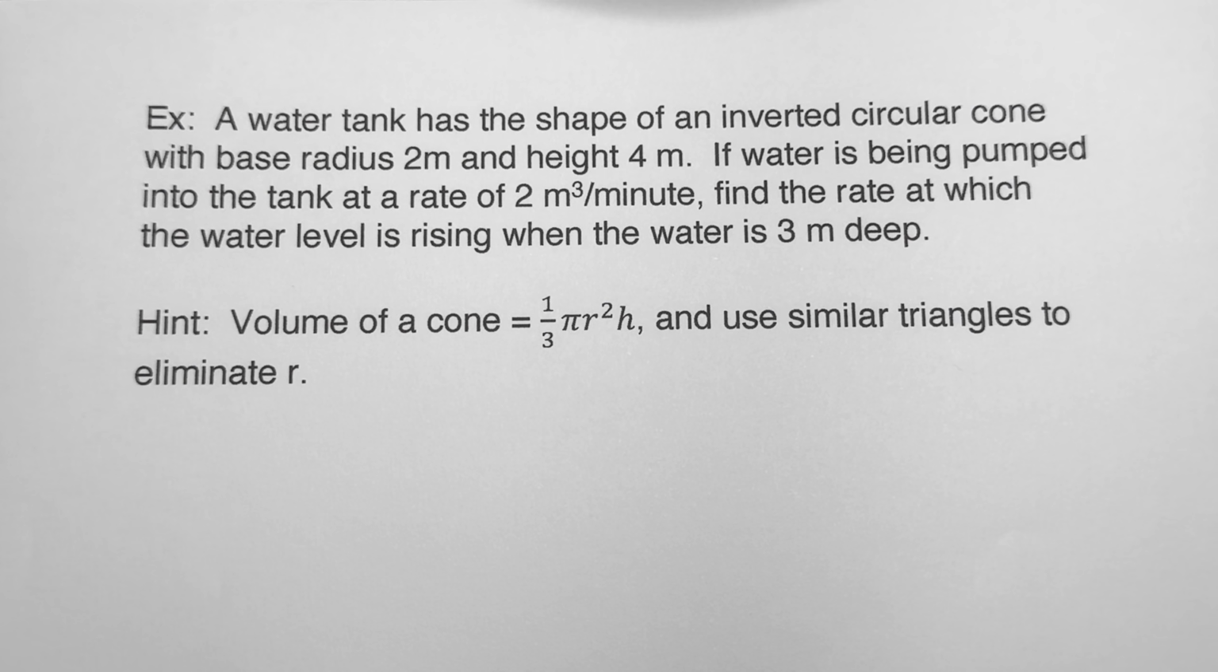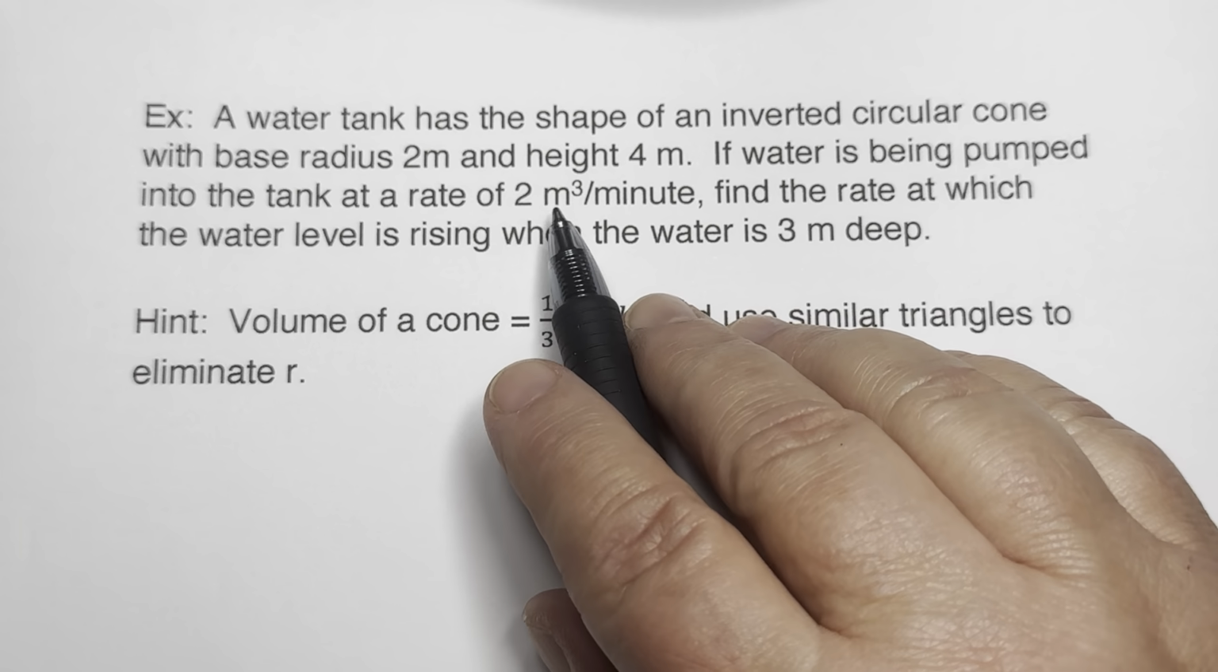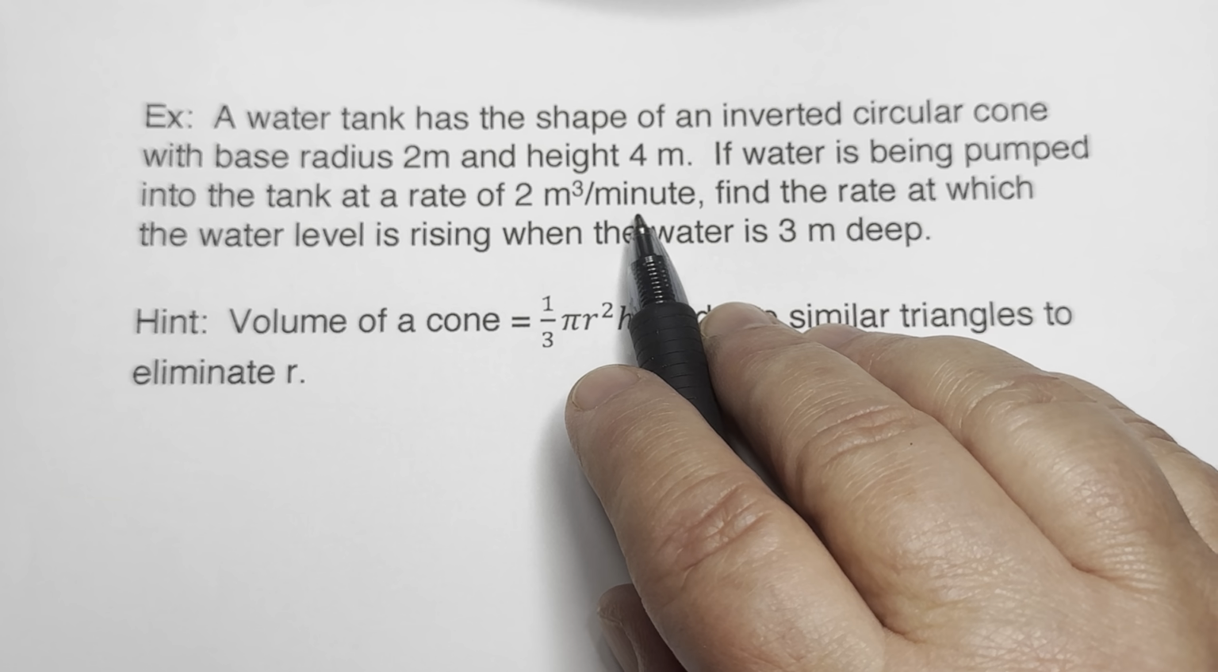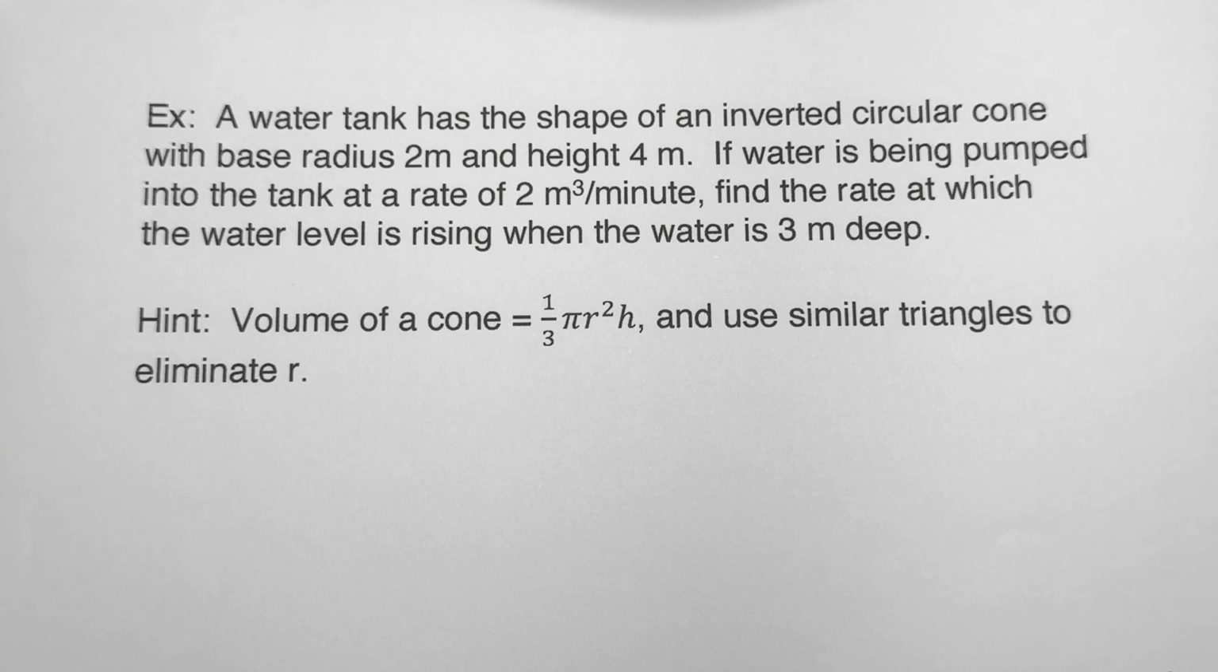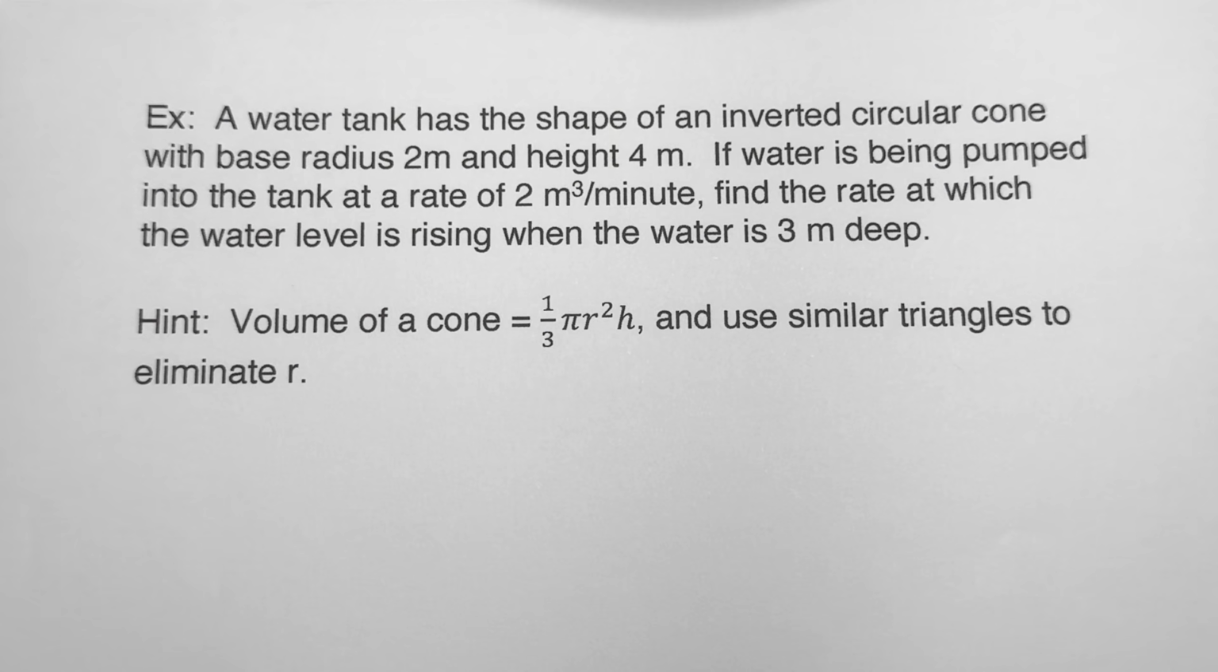A water tank has the shape of an inverted circular cone, so it's like an ice cream cone, with base radius 2 meters. I mean, that would be a really big ice cream cone. And a height of 4 meters. If water is being pumped into the tank at a rate of 2 cubic meters per minute. That's a lot. Find the rate at which the water level is rising when the water is 3 meters deep.